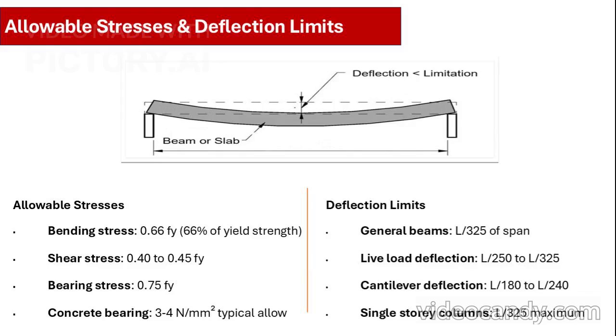Regarding deflection, general beams should not exceed L by 325 of the span. For live load, deflection limits range between L by 250 to L by 325, while cantilever beams must be checked more strictly, L by 180 to L by 240. For single-story columns, horizontal deflection is usually limited to L by 325. These values are often directly asked in the DM exam, so they must be memorized.